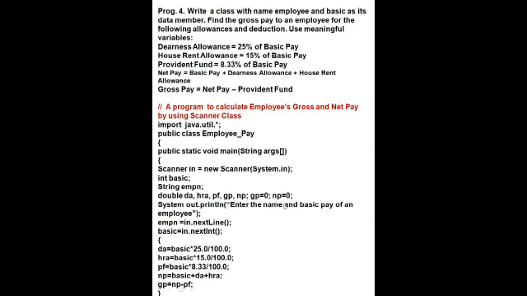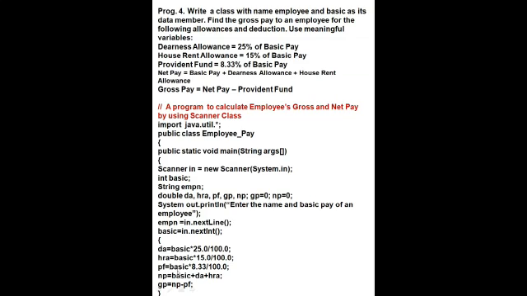Now first we will enter the name and basic pay of an employee. Employee name is in string form, so we write the data type String. Basic pay is in integer form, so we write int. Now we will write the formula for DA. We have taken dearness allowance as DA. DA is basic multiply 25.0 divided by 100. Why are we writing .0? Because the data type is double, so we write .0 here. HRA is basic multiply 15.0 divided by 100.0.